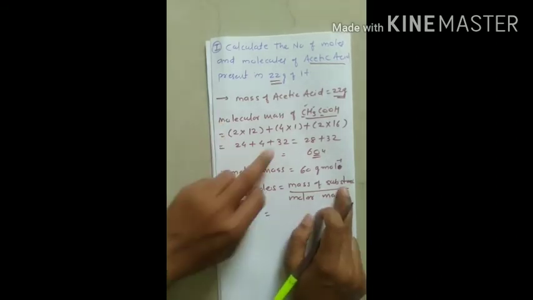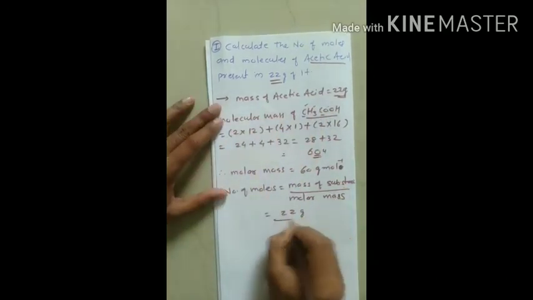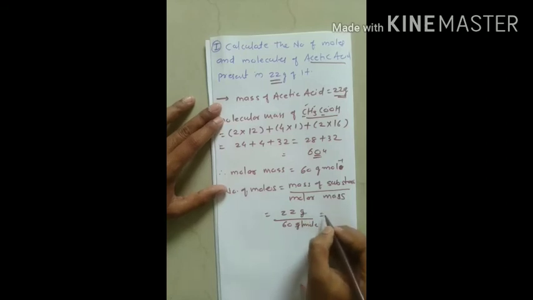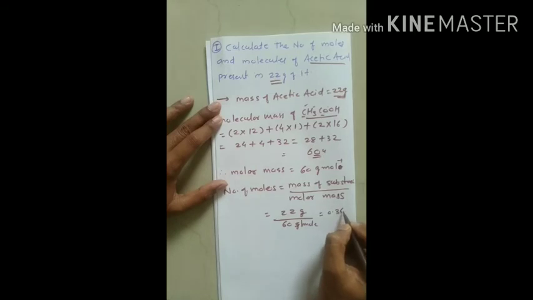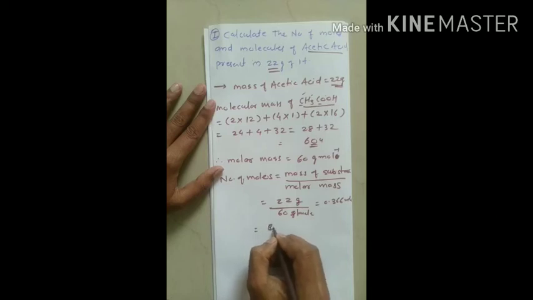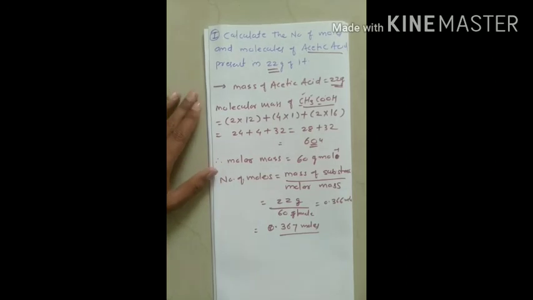The mass of acetic acid is already given, it is 22 gram, so I'm writing here 22 gram divided by the molar mass, which we have found as 60 gram per mole. Okay, so this gram will get cancelled out, and if you solve this, 22 upon 60 is 11 upon 30, and if you convert it into a decimal, you will get 0.366, or more precisely we can write it as 0.367 moles. Okay, so this is the first part of your answer.